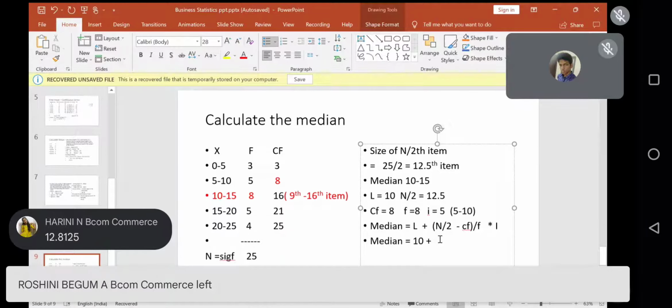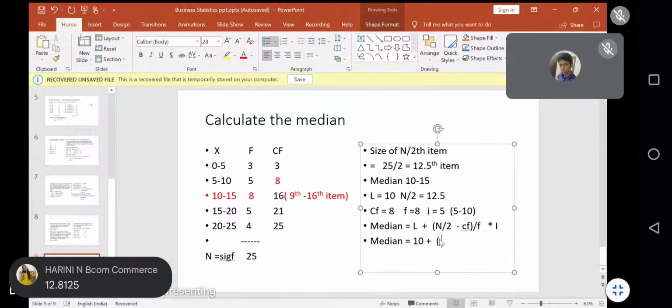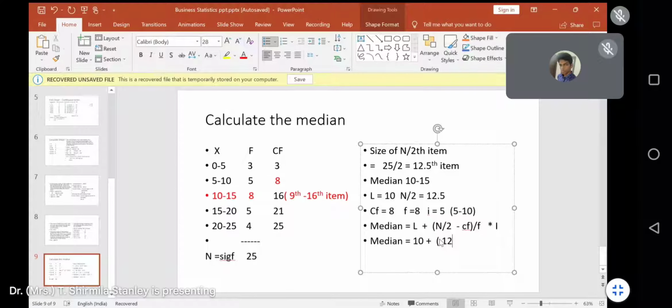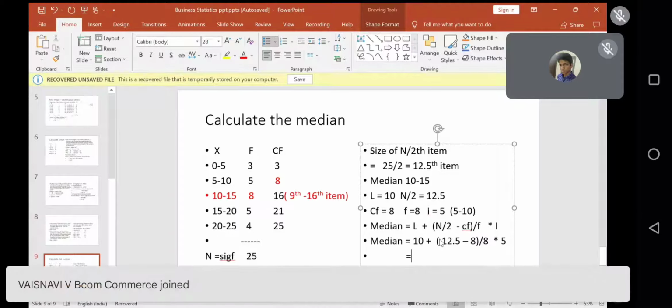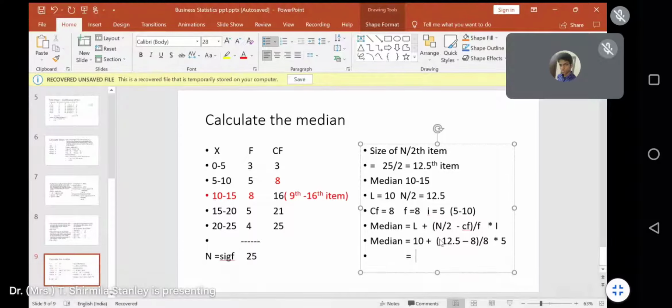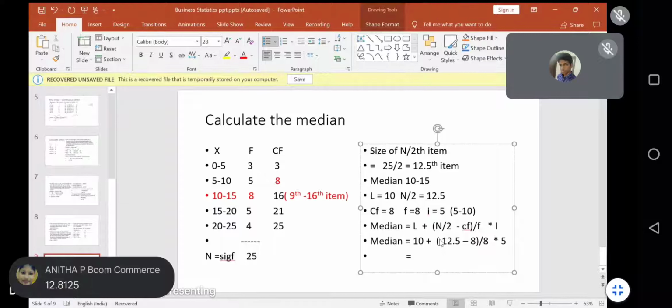So take 10 plus separately and keep it, right? Don't mix it up with anything. And then n by 2, you know, it is 12.5, minus CF, you know, it is 8. And then F also is 8. Okay, and then you're going to multiply by 5. So what is the answer? Somebody gave the answer. Yes, 12.8125. Very good.